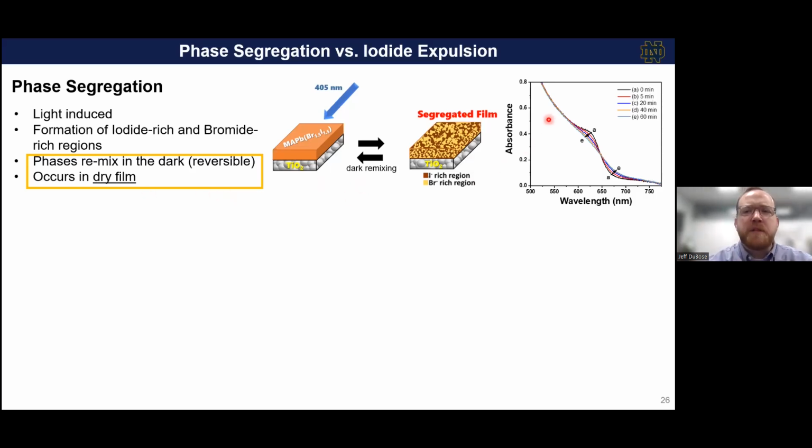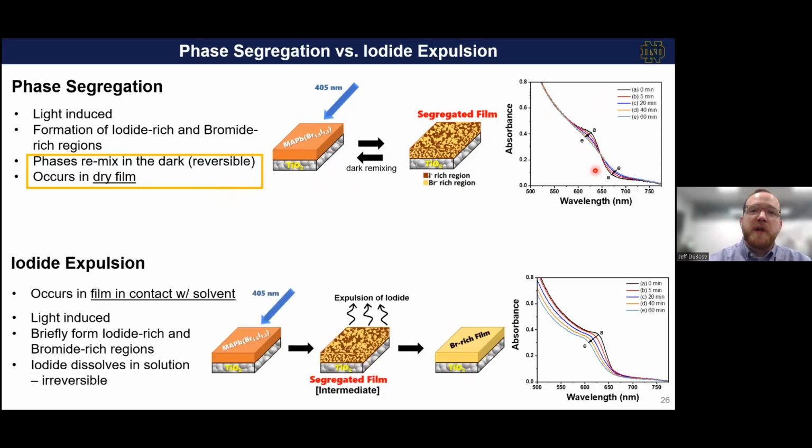And this is what we typically see, right? Reversible phase segregation, reversible optical and structural changes in the film. Now, in order to do electrochemical experiments, we have to be in contact with a liquid solution to have that electrolyte there. And so in liquid solutions, we actually see something that's basically one step past phase segregation, which we term iodide expulsion. So in contact with the solvent, you basically make as an intermediate the segregated phase that has iodide and bromide-rich domains.